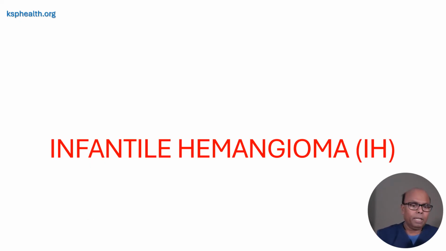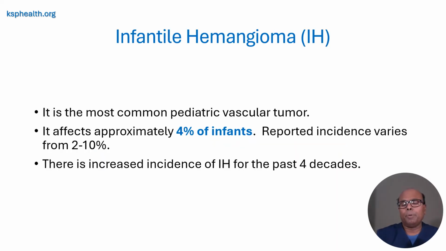Finally, we will talk about infantile hemangioma. It is the most common pediatric vascular tumor. It affects approximately 4% of infants. The reported incidence varies anywhere between 2 to 10%. There has been an increased incidence of infantile hemangioma in the past 4 decades, most likely because we see more premature babies.